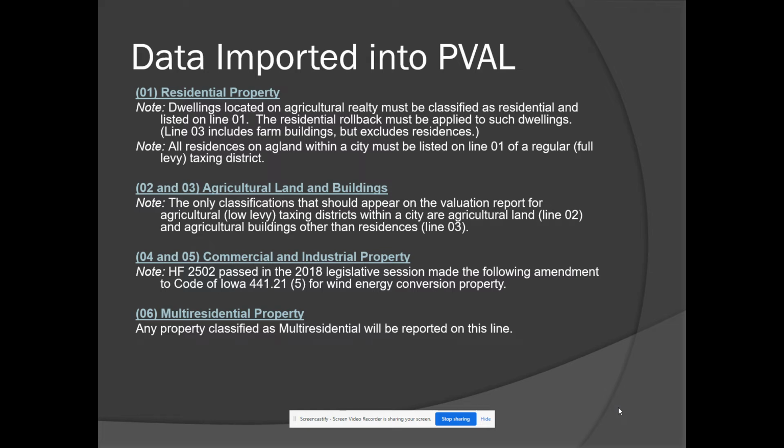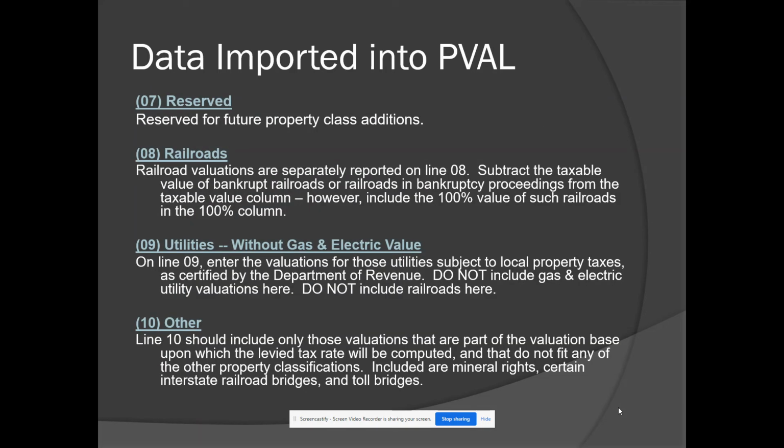So commercial and industrial property, there were some changes that passed in relation to wind conversion property, so you want to make sure to note that. But commercial property should be reported and industrial property reported on those two separate lines, line 4 and 5. Multi-residential property is the next line. We do have a reserved line for future property tax additions. Railroad valuations are separately reported on line 8.